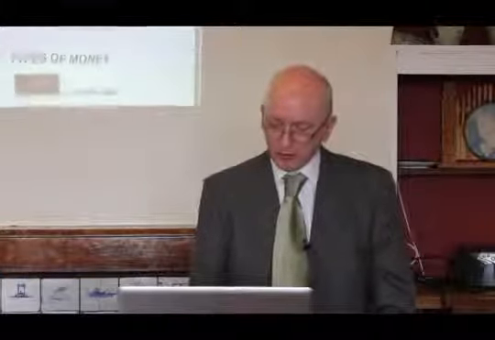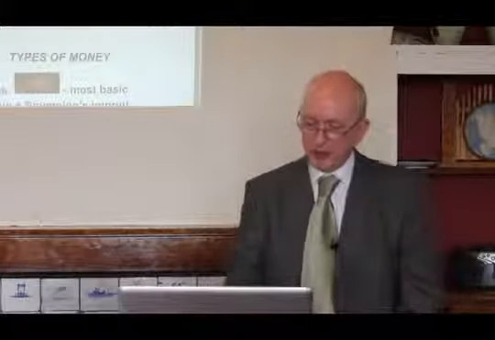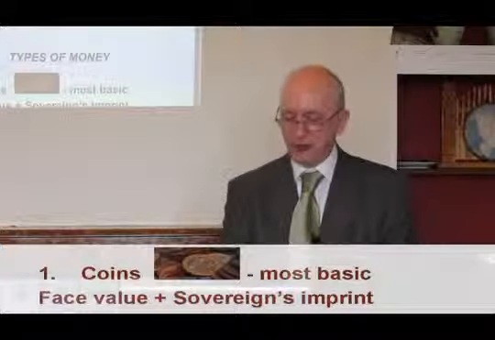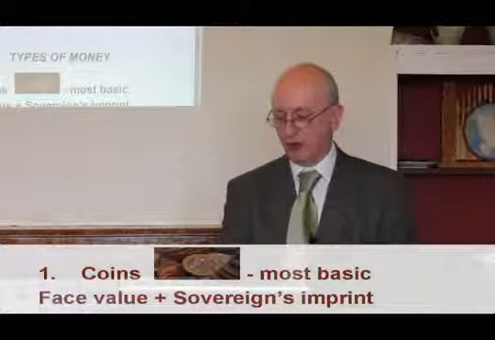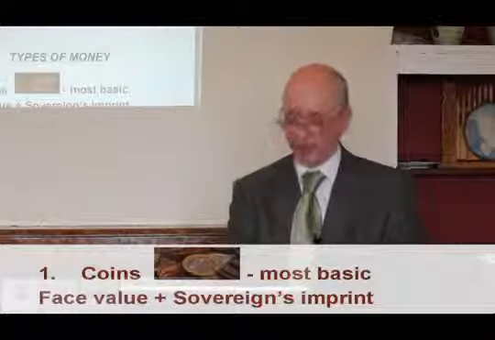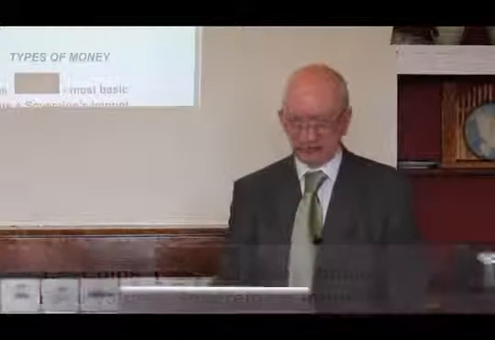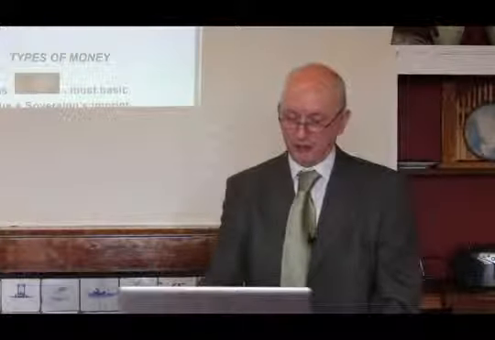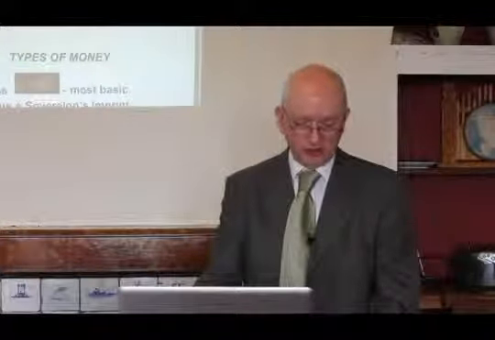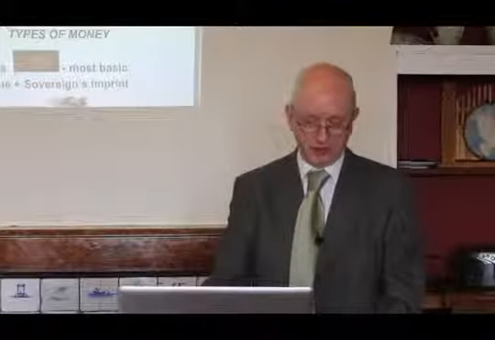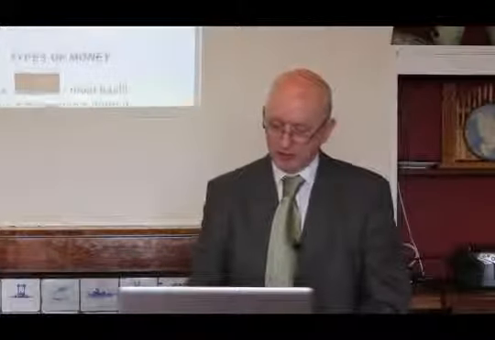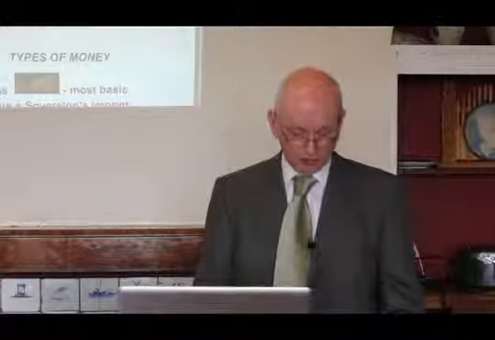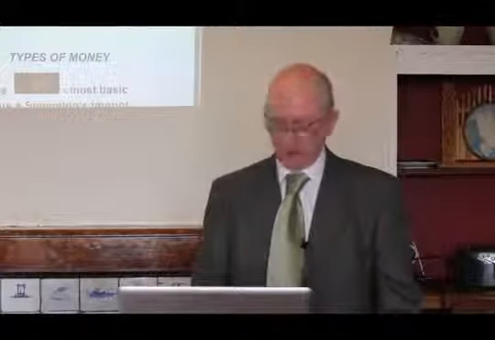So to start, types of money. Firstly, the most basic one, coins. It may be that the original idea was that the value of the coin was the value of the metal it was made out of. But if that was ever the case, it stopped being so a very long time ago. It now gets its value from the face value that's stamped on it and the sovereign's imprint, the Queen's head and the inscriptions that show it's a valid coin of the realm.